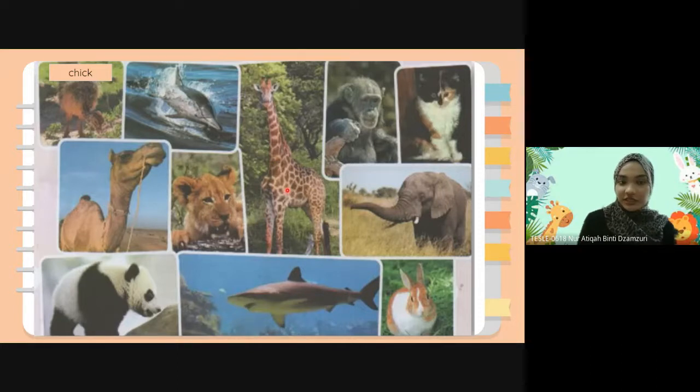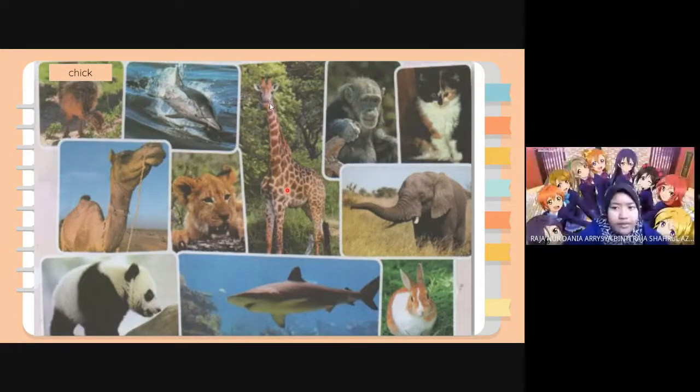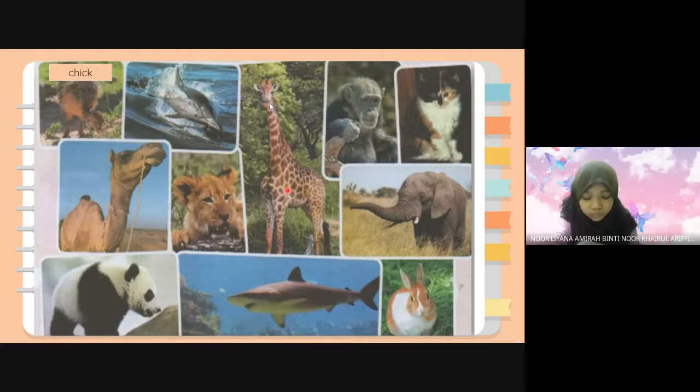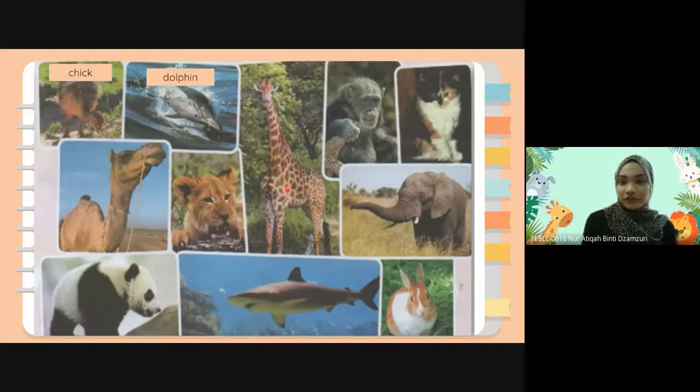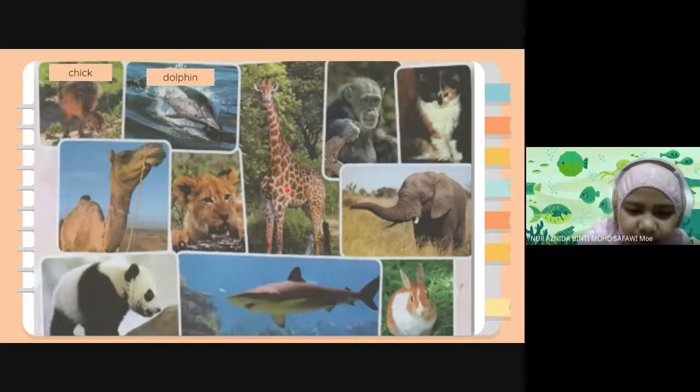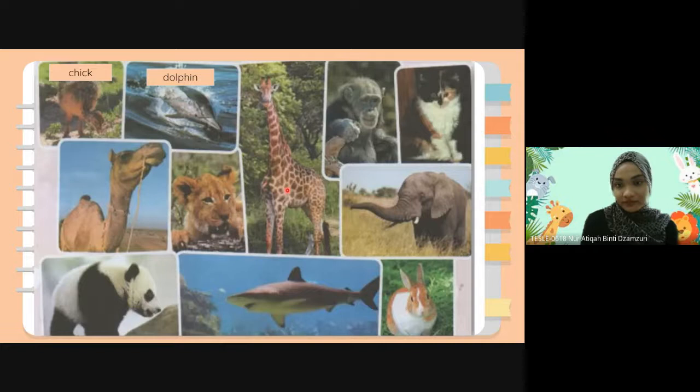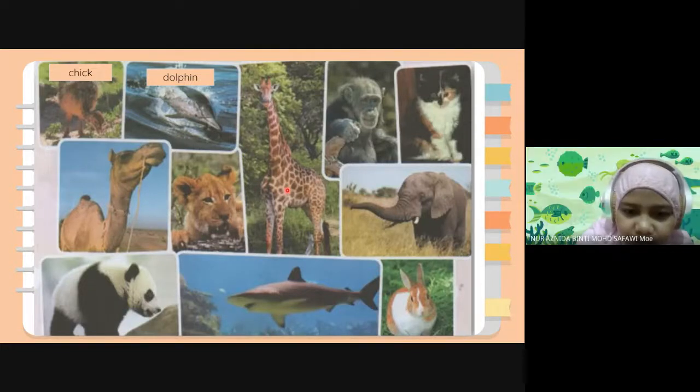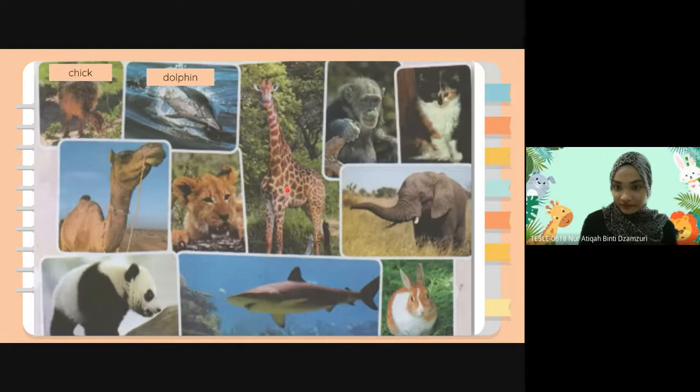Okay, number two. What is that? Picture number two yang dalam air tu, in the sea tu. Dolphin. Very good. Baguslah. For Farabi. Okay, it is dolphin. Okay, Aznida, do you like dolphin? No. Why don't you like the dolphin? Because they are big. Aznida doesn't like the dolphin because the dolphin is big. Okay, well done.